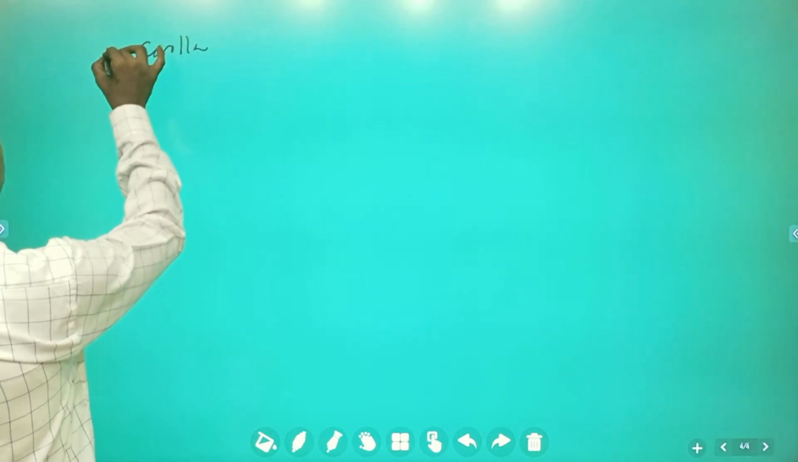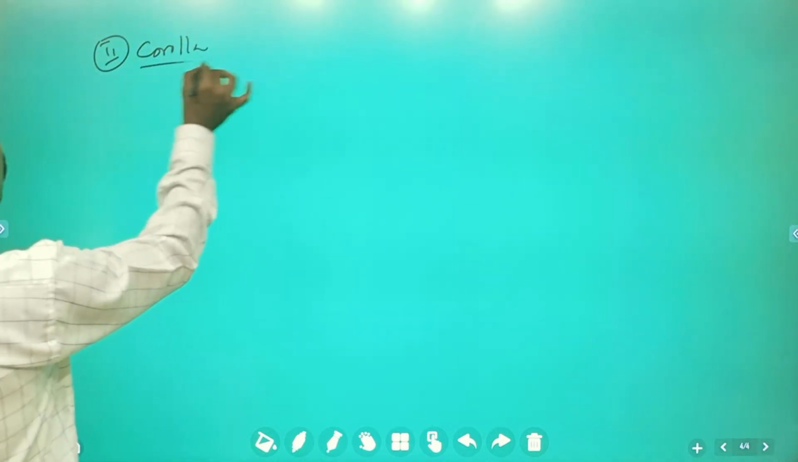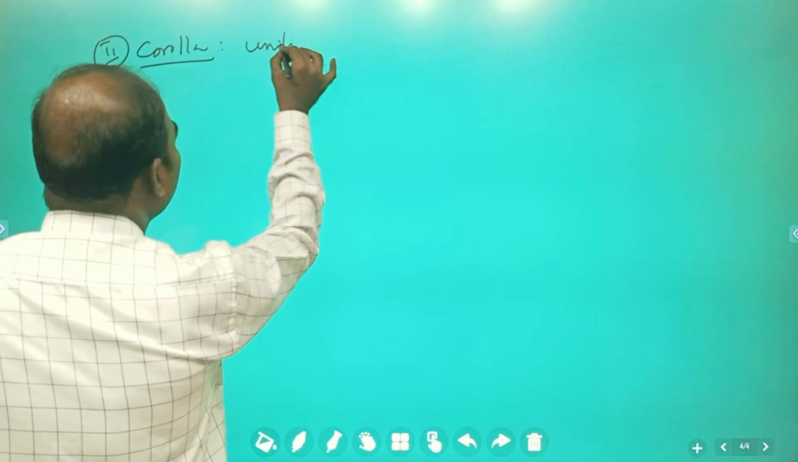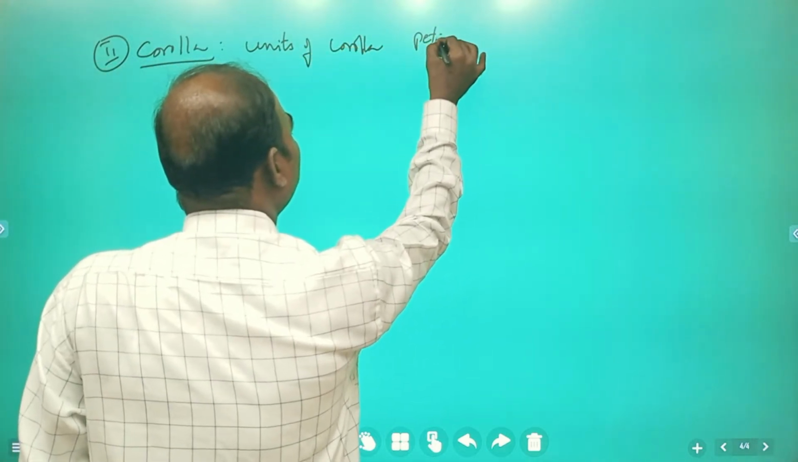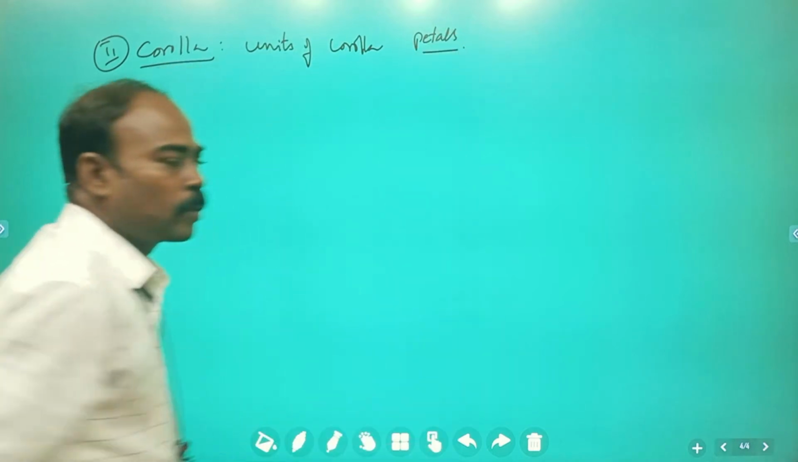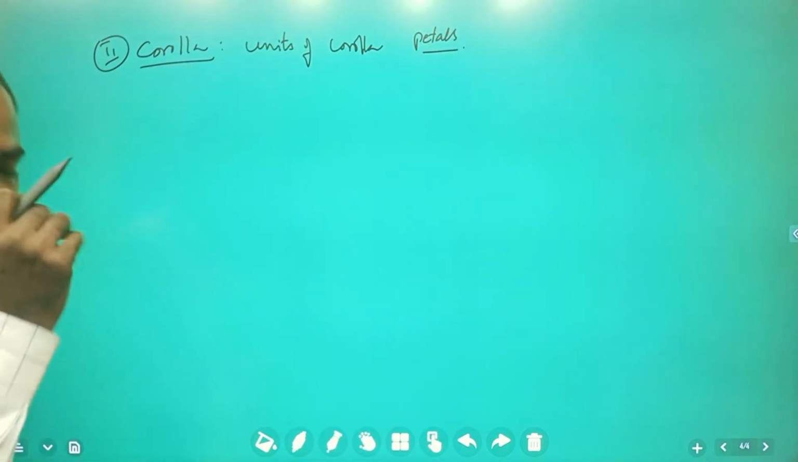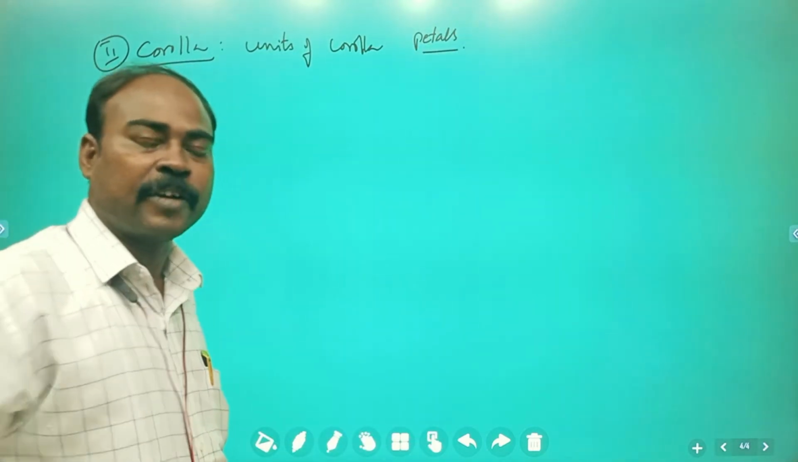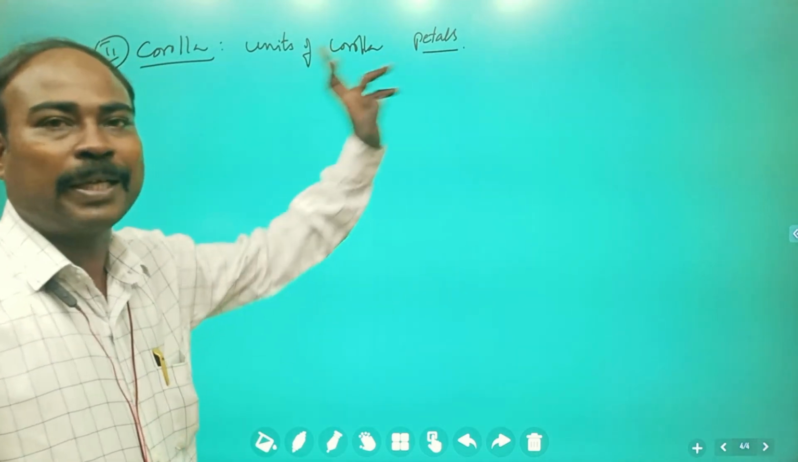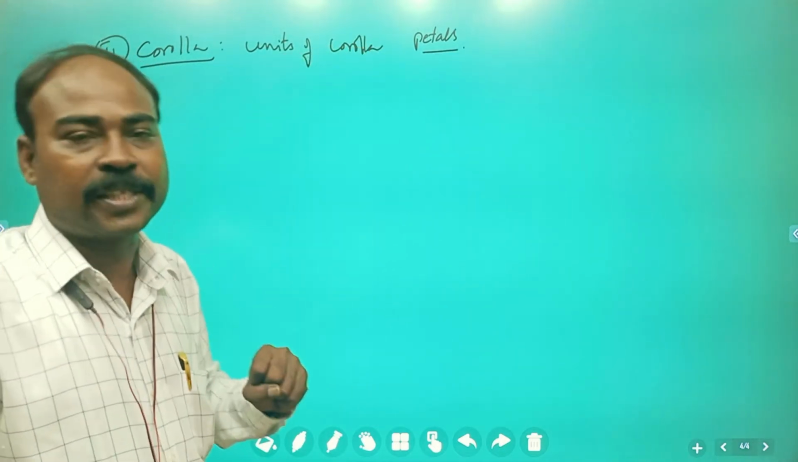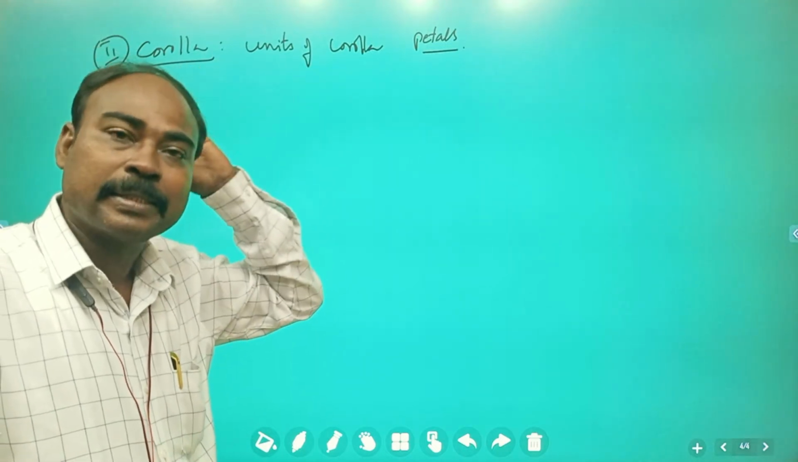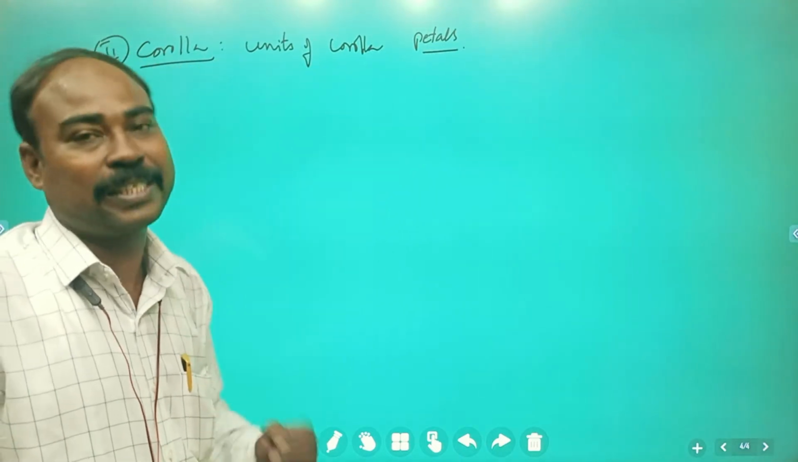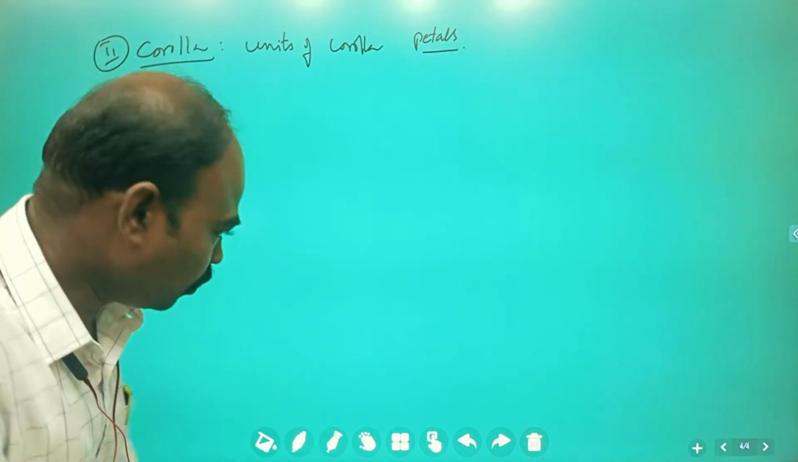Corolla, the second whorl. The units of corolla are known as petals, which are different in color. Petals are of different colors in different plants. These petals are useful to attract the insects for pollination. So petals with different colors are useful to attract the insects for pollination purpose.